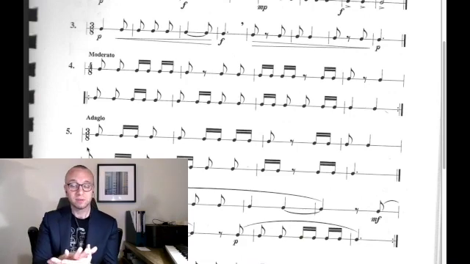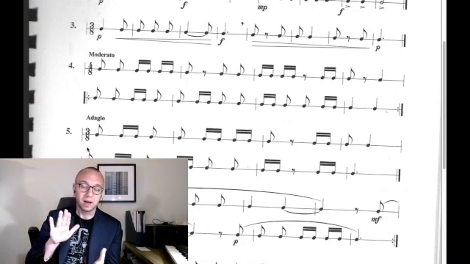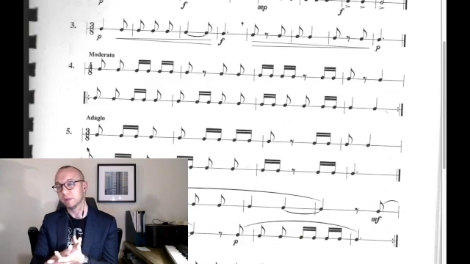Cool, so that's all the stuff I want to talk about with simple meter today. Now I want to talk about compound meter. Let's get into that a little bit.